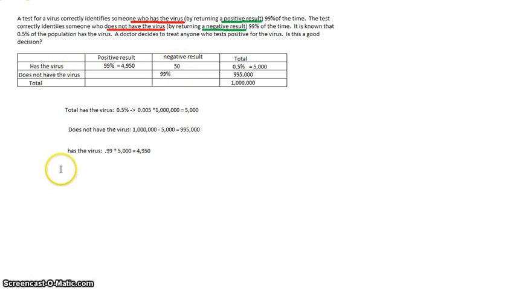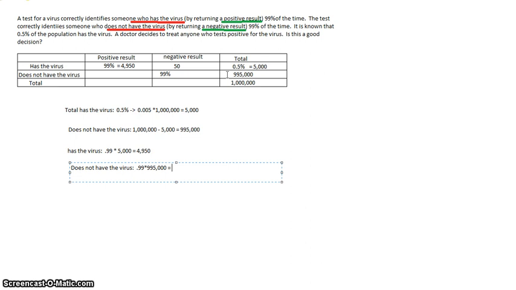Now this next one does not have the virus. In order to figure out who does not have the virus and a negative result, we're going to do exactly like what we did above. We're going to take 0.99, because that's the percentage we're dealing with, 99%, times the total number of people that do not have the virus, 995,000 people. So times 995,000.